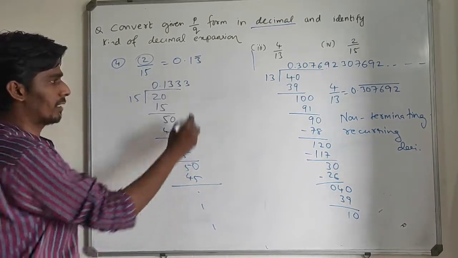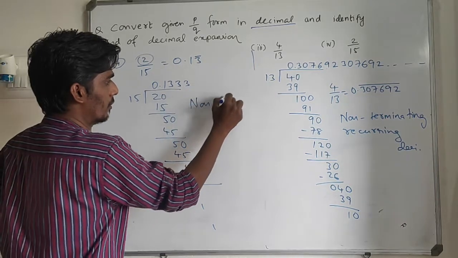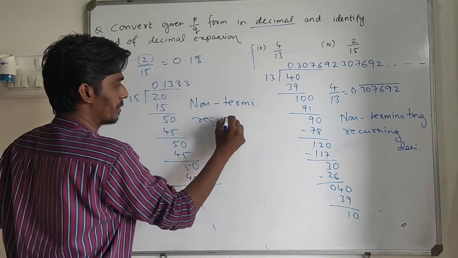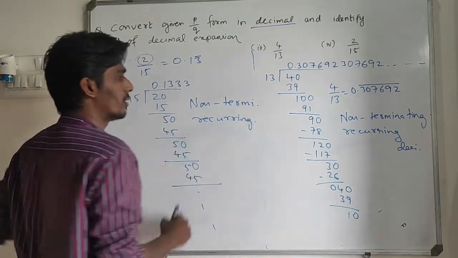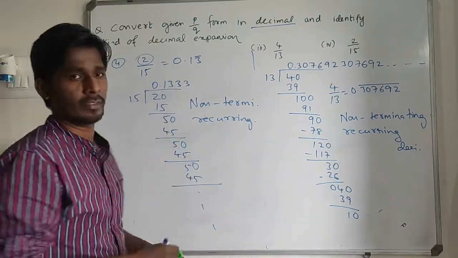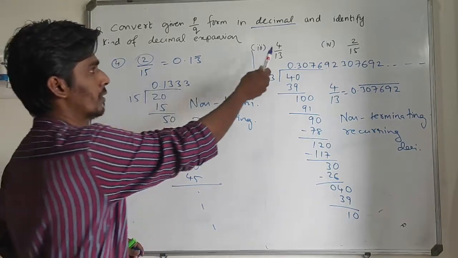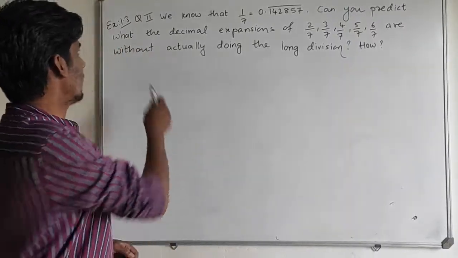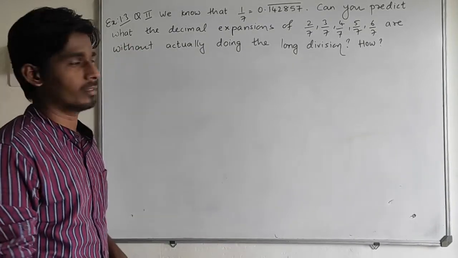So which type of decimal is this? It's again a non-terminating recurring decimal. So this is the way you can find out the type of decimal, and you can convert any p by q form into what? Decimal. Let's take one example of exercise 13.1, second one.